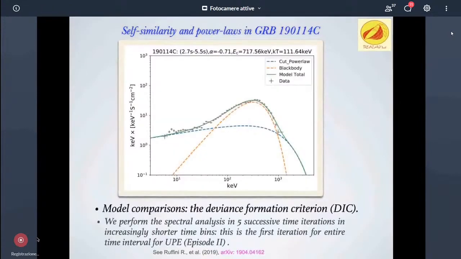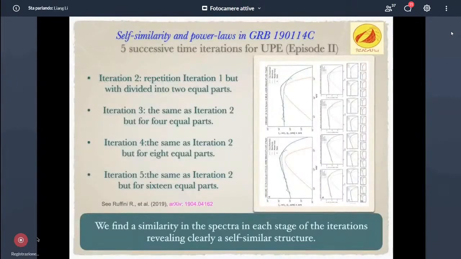So we then perform the detailed time-resolved spectral analysis by using the Fermi GBM data of this source. We found that the entire UPE phase has a corresponding spectrum best fitted by a cutoff power-law and a blackbody model. So we perform the spectral analysis in five successive time intervals, creating short time bins.